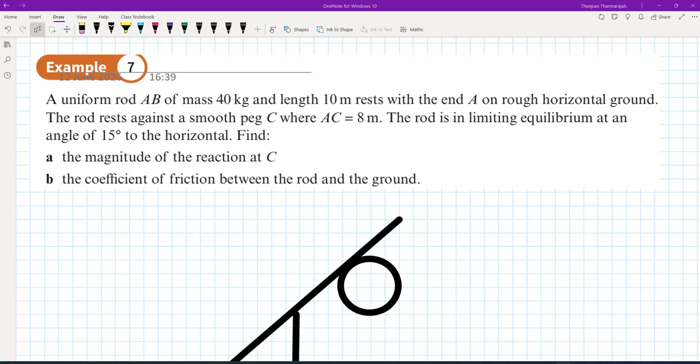In this video, we're going to look at the statics of rigid bodies in mechanics for A-level maths. So let's take the first example.